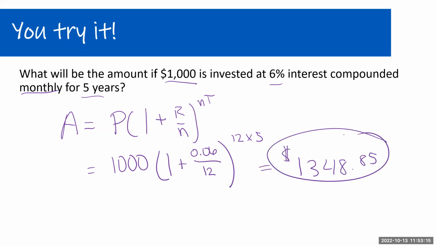If you do nothing and you just put $1,000 in an account that earns 6% interest and it's compounding monthly, at the end of 5 years, you'll have $1,348 and some change. So not bad. How much did you gain? Almost $350. This is why investments can be wise over the long run.